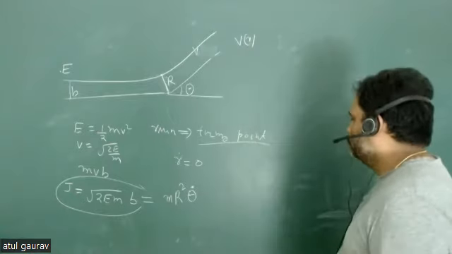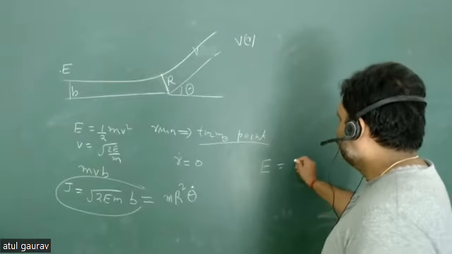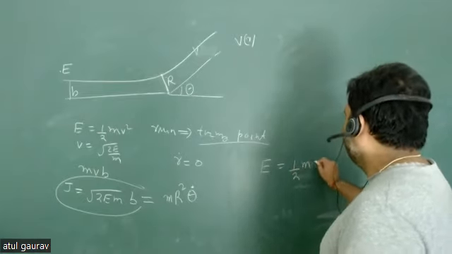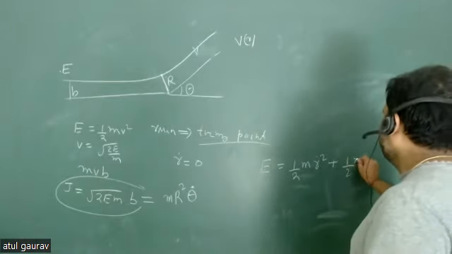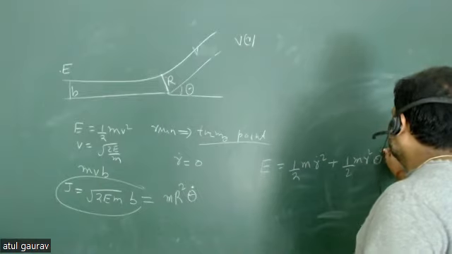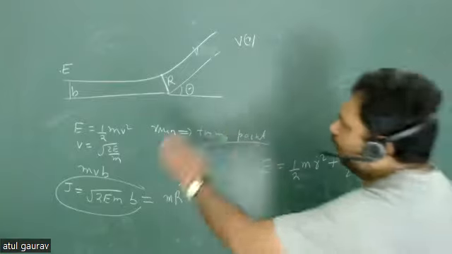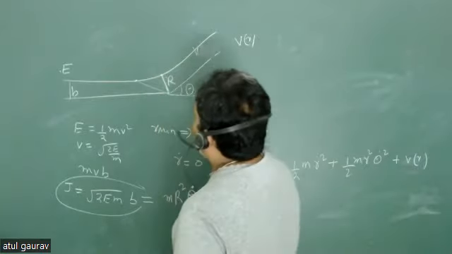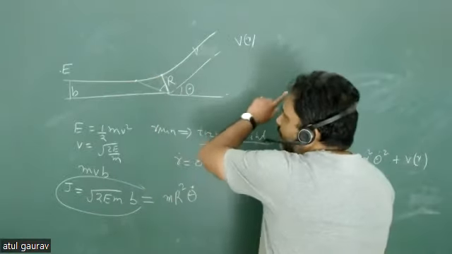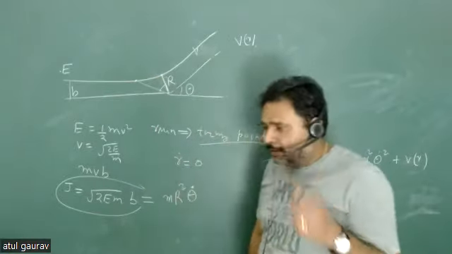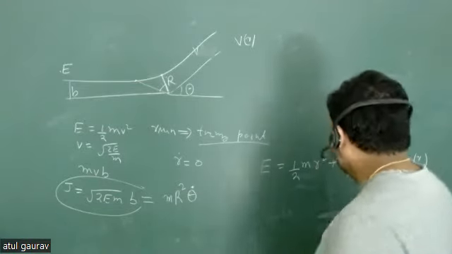Now let's try to go for conservation of energy. So what is your conservation of energy? Total energy E is equal to half m r dot square plus half m r square theta dot square plus V(R). यही तो होगा. At any point, कोई भी point r पर आप discuss कर रहे हो, and this is your angle theta. This capital Theta is the scattering angle. They are from the spherical notation. Okay? Clear है ये?